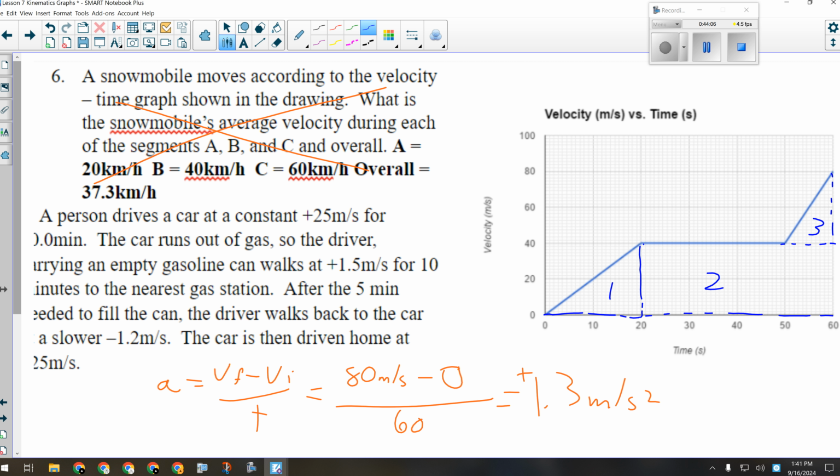I would say we probably need to calculate the area of those three shapes, okay? Because they will represent the displacement of this object. During the first 20 seconds, the object accelerates, okay? Therefore, its average velocity would be half the height of this triangle. So we would simply go base 20 times height, 40 divided by 2. That should be 400 if my mental math is right.